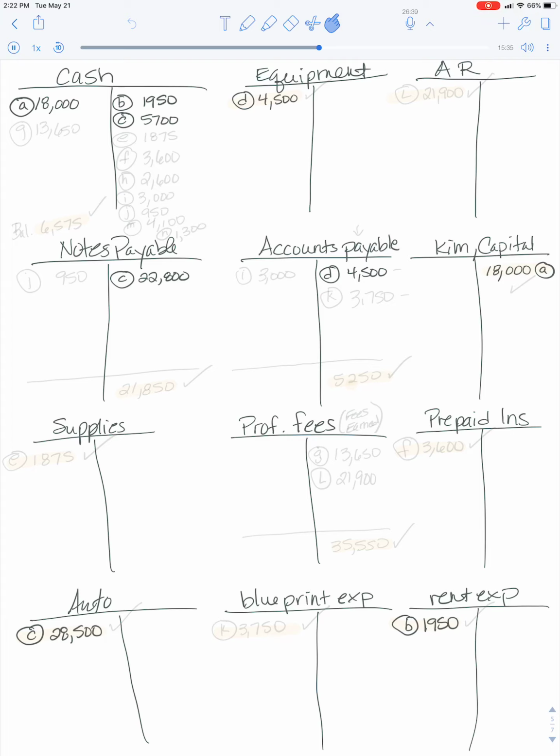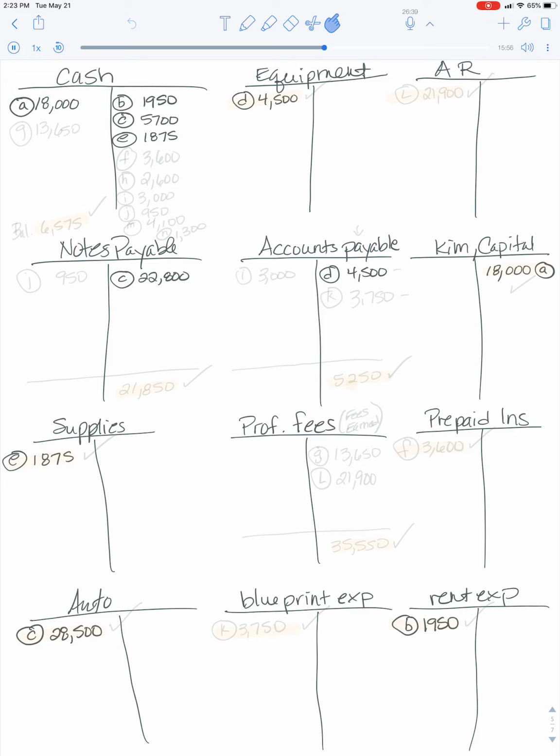E, we paid cash for supplies. So cash did go down $1,875. And we use that to buy these supplies. So if you've got a debit and a credit that equal the same amount, make sure not to add credits if you're not going to add the same amount of debits. You have to stay equal on both sides.